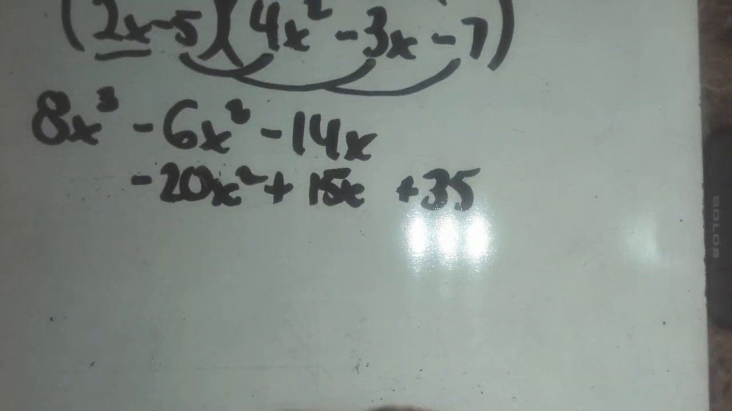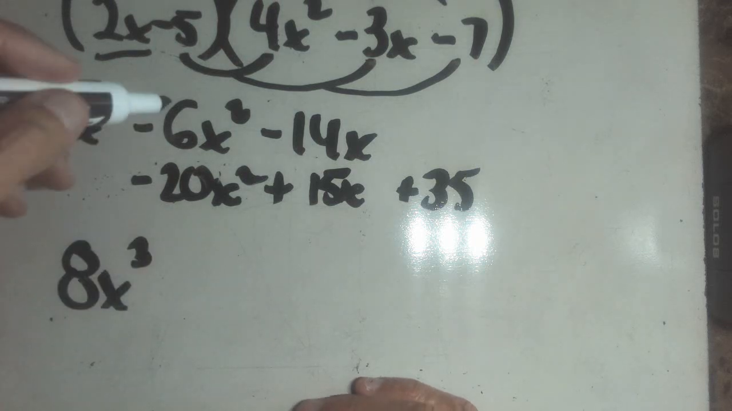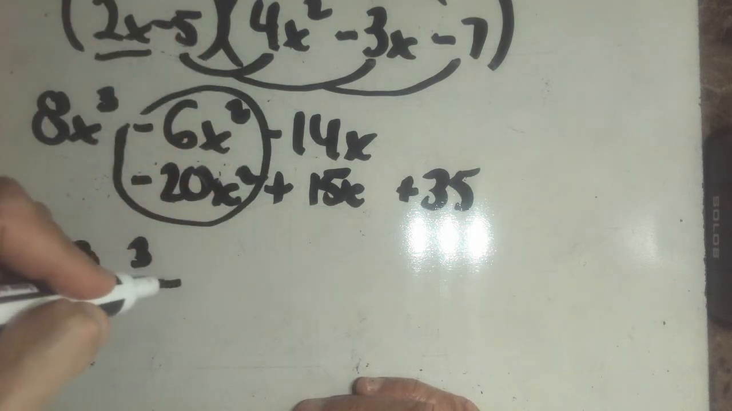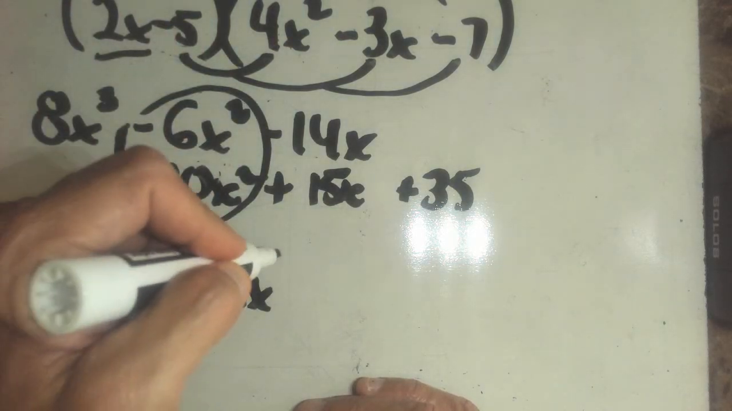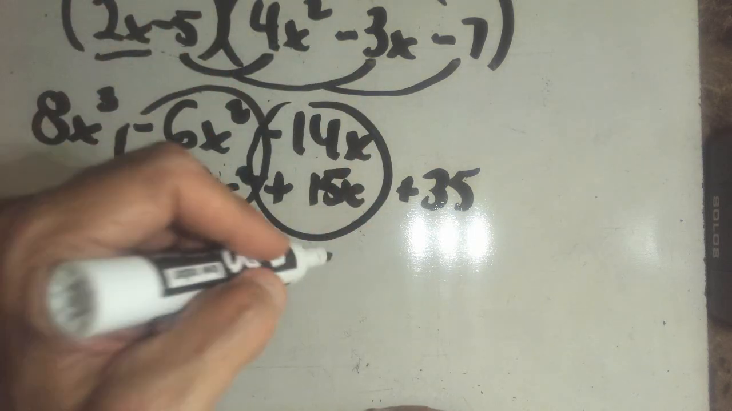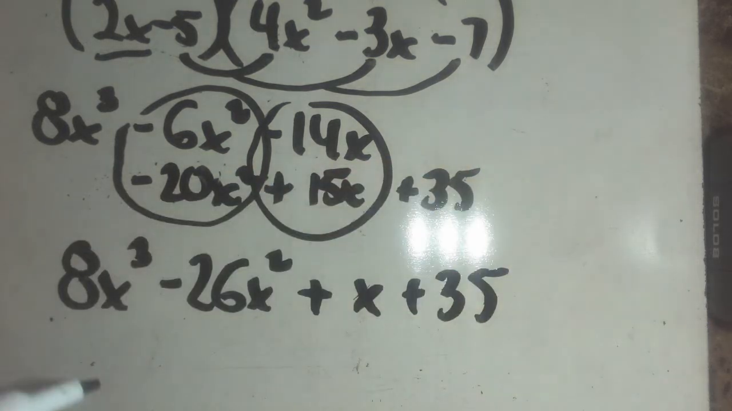Now what we're going to do is just combine them. So we're going to have 8x cubed. There's no other x cubes, so we're going to have 8x cubed. We're going to combine these. Now we're adding this, so it's going to be negative 26x squared. We're going to add these together. Negative 14 plus 15 is positive 1. I don't need the 1. And then plus 35. And we are done.